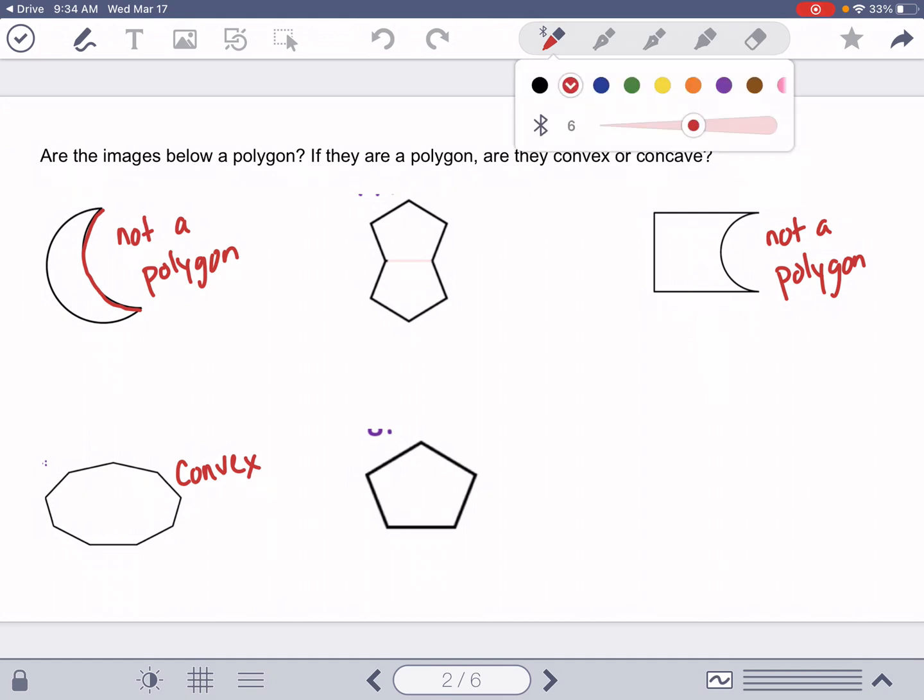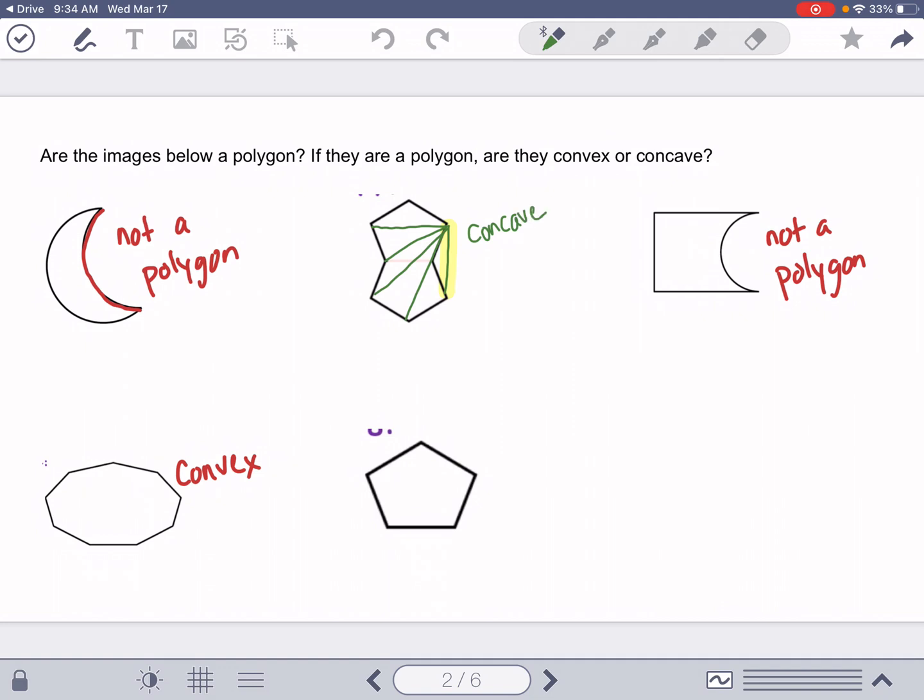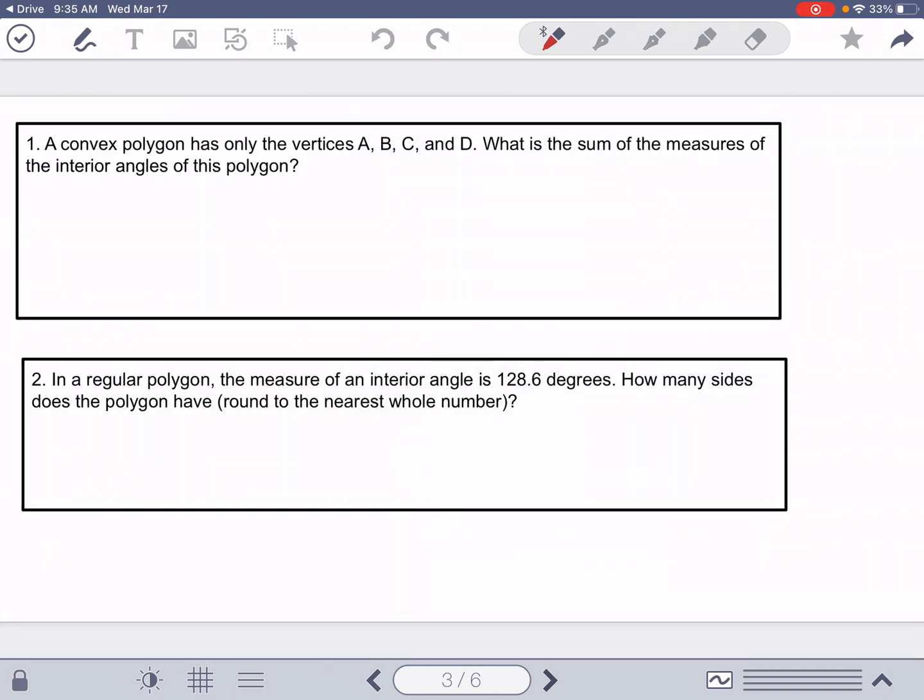Now notice if I draw diagonals on this one, drawing some diagonals, but look, this diagonal is on the outside of the shape. When that happens, that means it's concave. Okay? And then this one down here is going to be convex. So you got to know the difference between polygon and not a polygon, concave and convex. And now we have some problems.